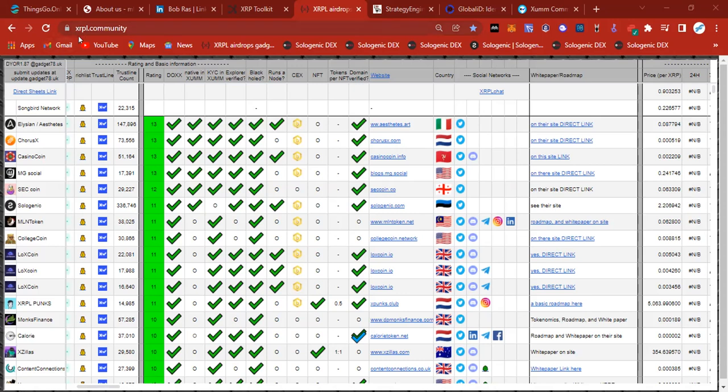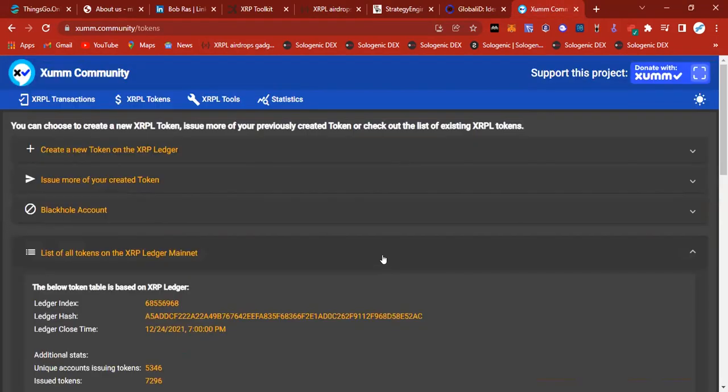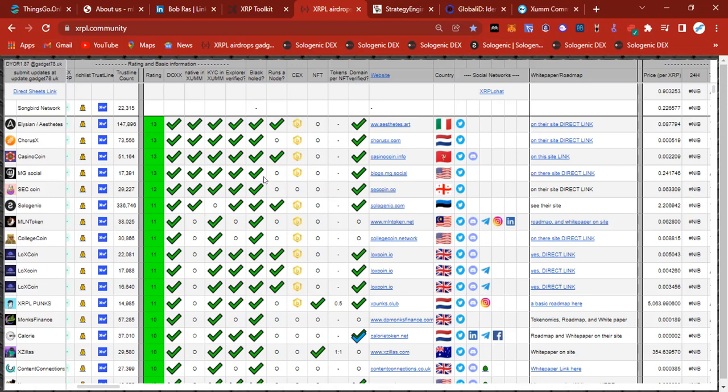What we want to do is go to the xrpl.community page. This is the forum to find most of all the tokens on the XRP ledger. You can find all of the tokens on the XRP ledger on the XUMM community page. That is another way I found this token, but let's get to the website first.